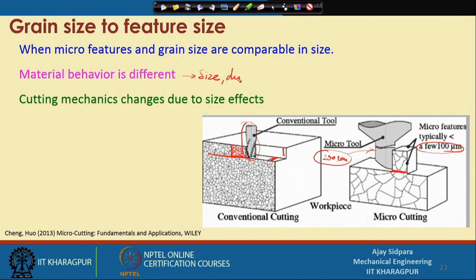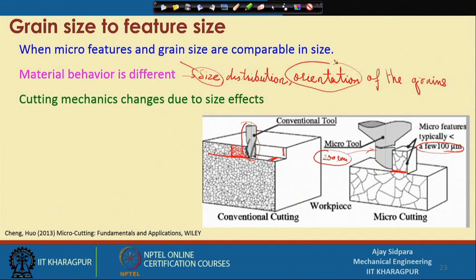size, distribution, orientation of the grains. Size also matters, as we are discussing here. Distribution means how they are distributed.